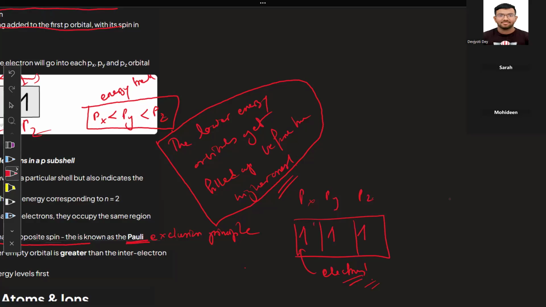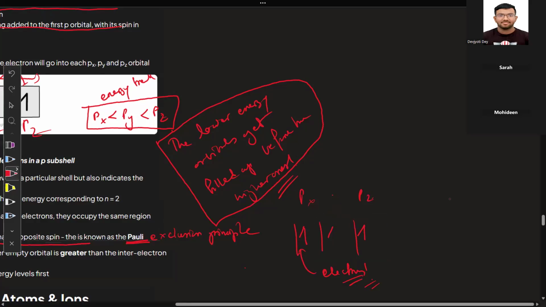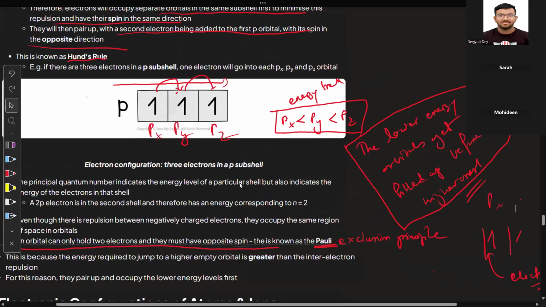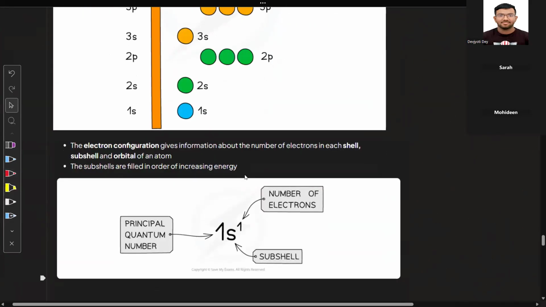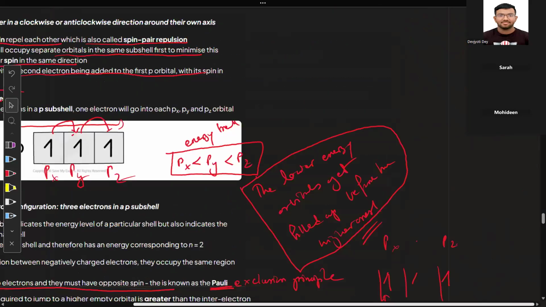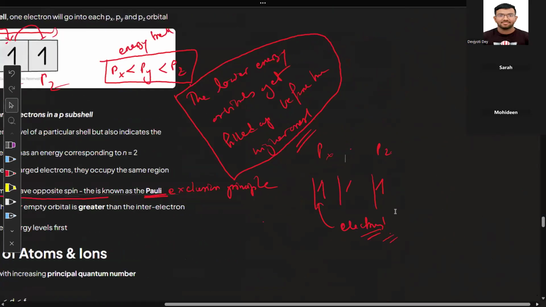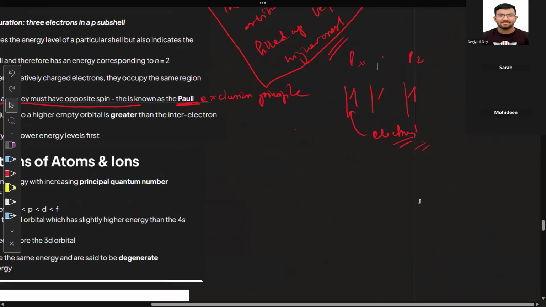Yes, and then what comes after? Okay, let me show you something. If I show you an electronic configuration, then you might understand. Mohideen, can you please tell me what is the electronic configuration of sodium? 281, right?